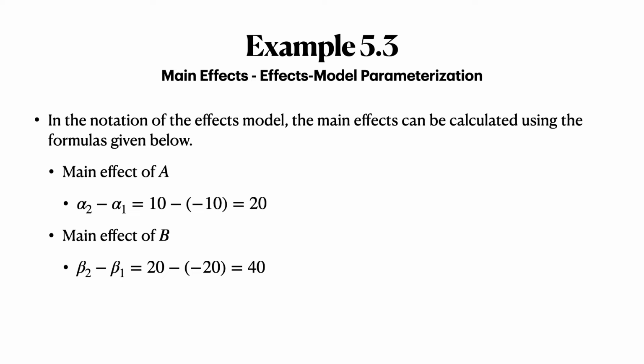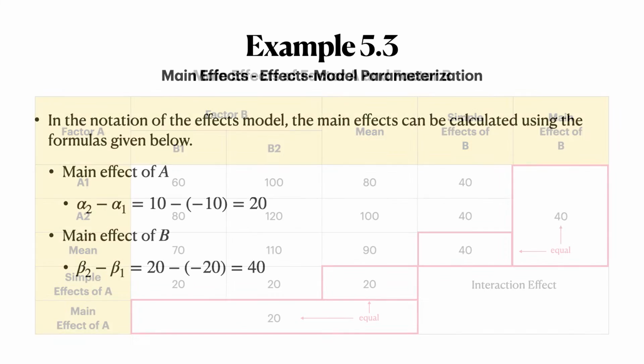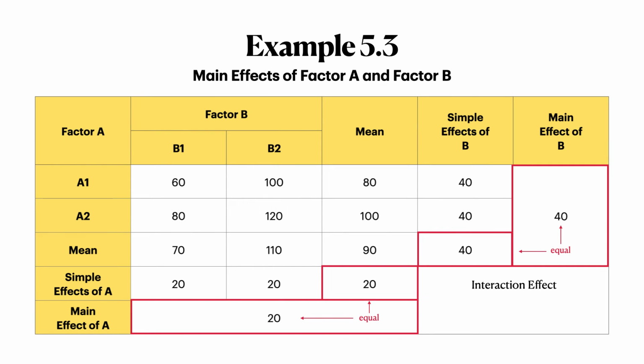All right, now we also have the values for the effects model parameters, and so in the notation of the effects model, the main effects can be calculated using the formulas given below. The main effect of A is given by alpha 2 minus alpha 1, so 10 minus a negative 10, which is 20. And the main effect of B is given by beta 2 minus beta 1, so 20 minus a negative 20, and that gives us 40. So the main effect of A is 20, and the main effect of B is 40, according to these formulas, and that matches up with the calculations that we did previously.